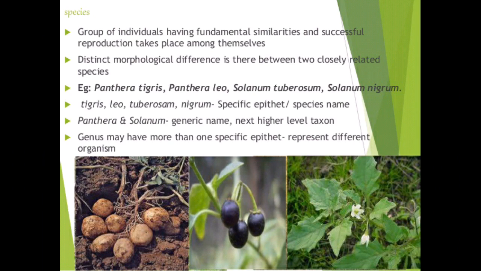So here Solanum is the genus, and the species are tuberosum and nigrum. Like that, Panthera is the genus of tiger and lion, and the species for tiger is tigris, and for lion, leo. Tigris, leo, tuberosum, nigrum are species names; Panthera and Solanum are generic names. Next, higher level taxa. A genus may have more than one specific epithet representing different organisms.